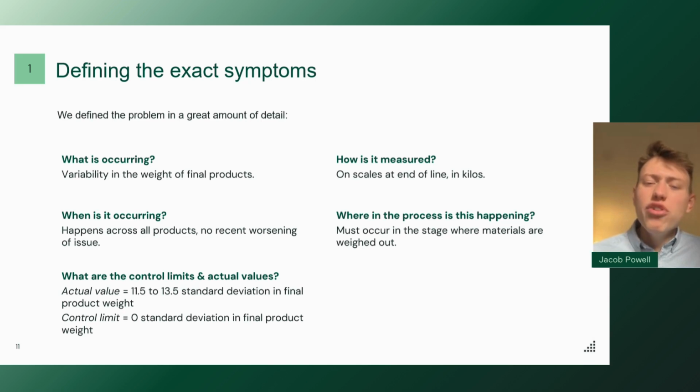And then where in the process must this be happening? Well, using logic, because we have a problem with the weight of the final products, we can deduce that the problem must occur in the stage where materials are weighed out, because that determines the weight of that final product. And using this last part of question 1 allows us to prioritize where we need to deep dive in question 2.